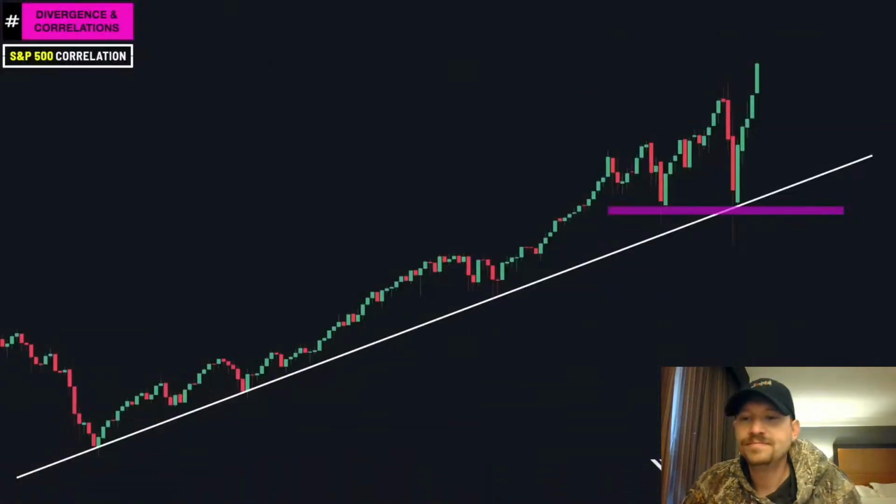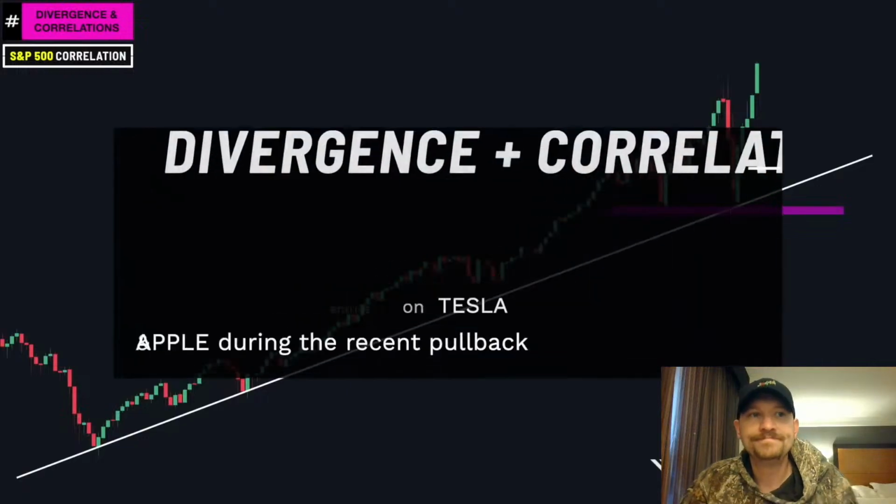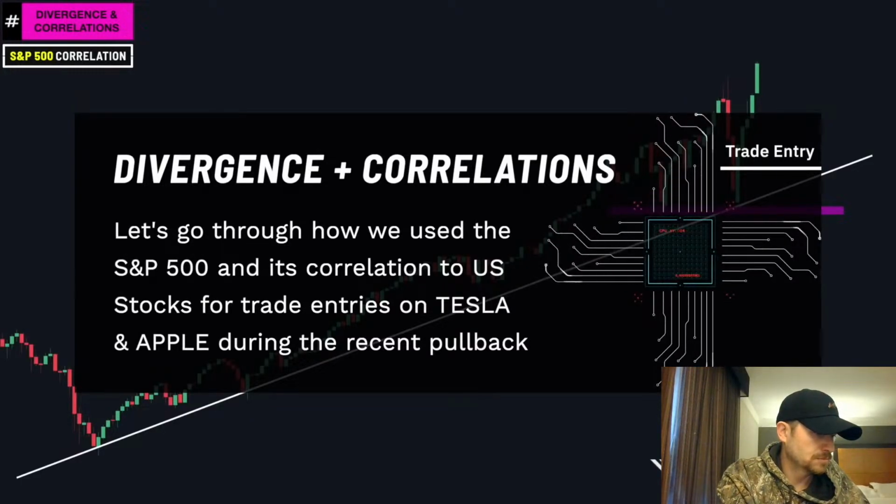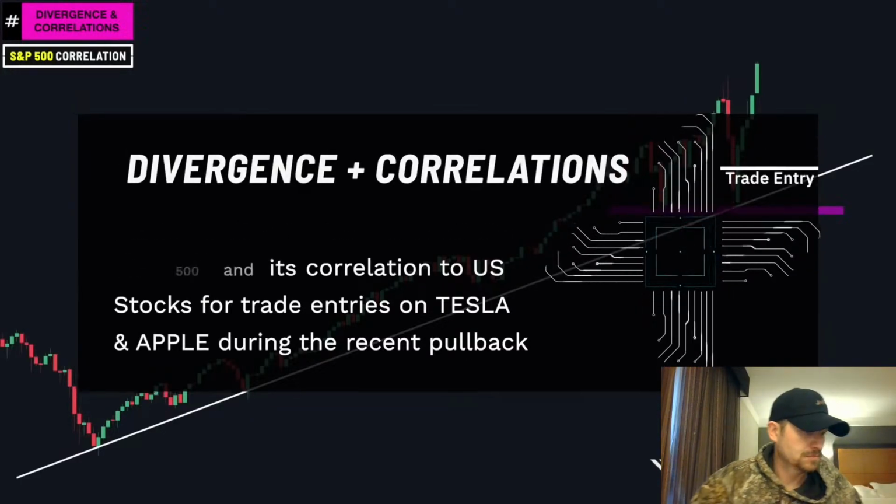As an example. Now that you understand correlations, let's break down how our members and us used correlations in combination with divergence for trade entries on Tesla and Apple during the recent market pullback.